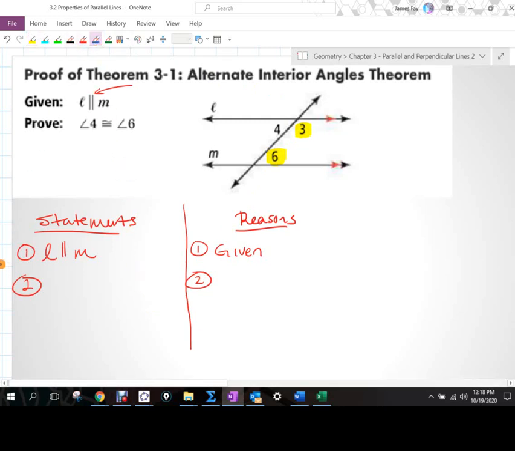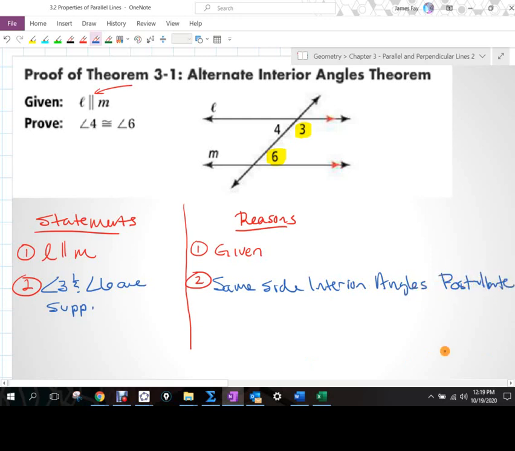They're supplementary, okay? And I like how you said that. So I'm going to write angle 3 and angle 6 are supplementary, okay? Because that's what our postulate says. The same side interior angles postulate says, and when you scroll back up to it, you can look at it in your notes, it says, if two parallel lines are cut by a transversal, then same side interior angles are supplementary, right?